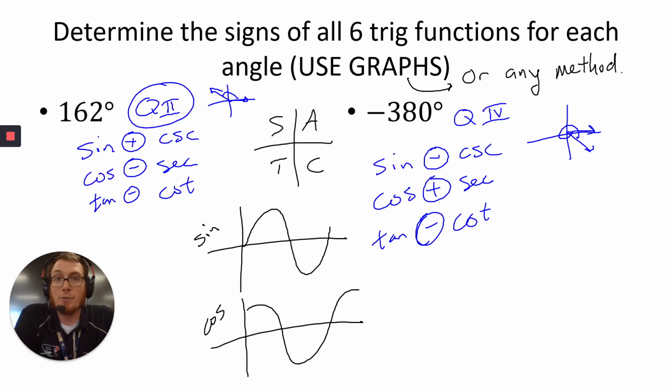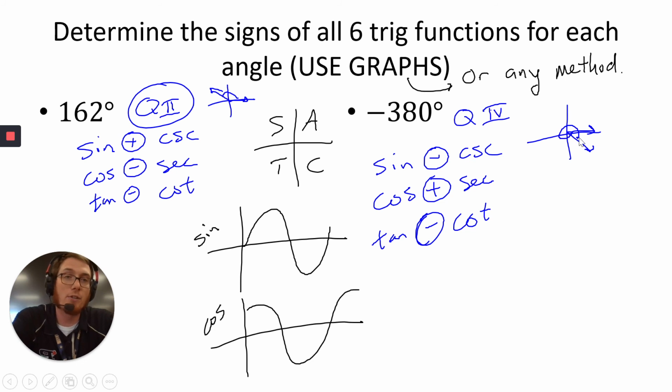So this goes back to the trig functions, just knowing the signs of all of the 6 trig functions here. So 162 is in quadrant 2. That's obviously where the S is in All Students Take Calculus. You can revert back to the previous notes in order to figure that out. The other option is, 162 is in quadrant 2, using the graph, so it's positive for sine, negative for cosine, which means tangent has to be negative as well.